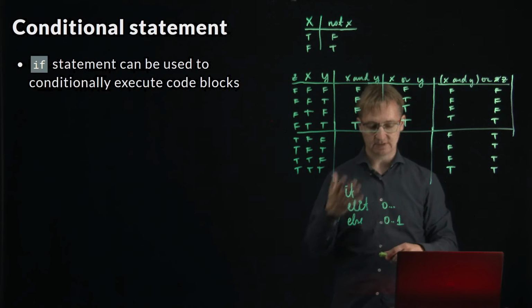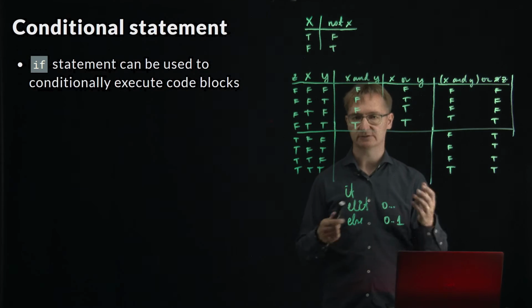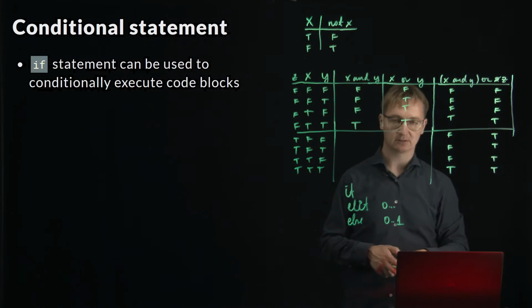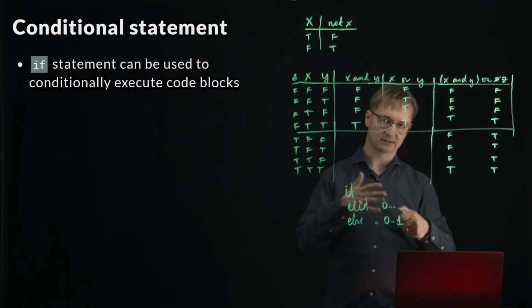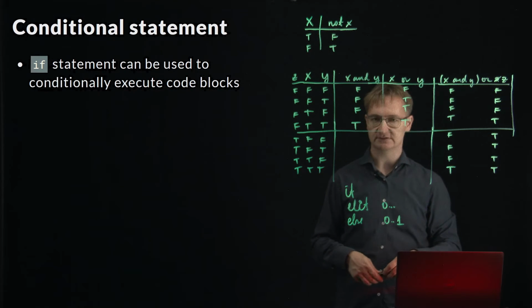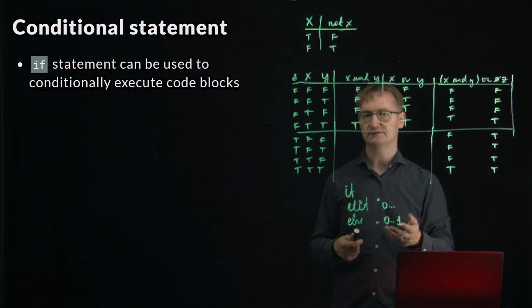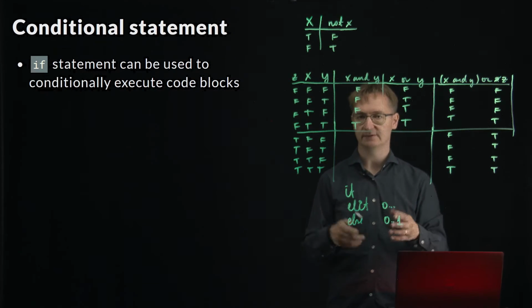So an if statement can be used to conditionally execute some parts of the code. Depending on whether we want to do something if the milk has ended, or whether the temperature is above certain degrees and so on, then we can use an if statement to execute some parts of the code only if the condition is true.